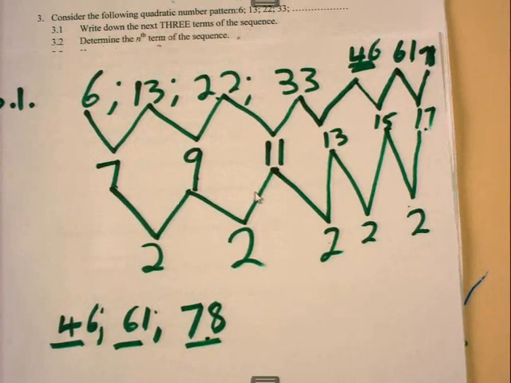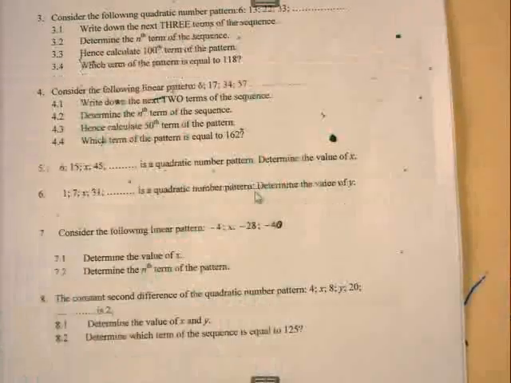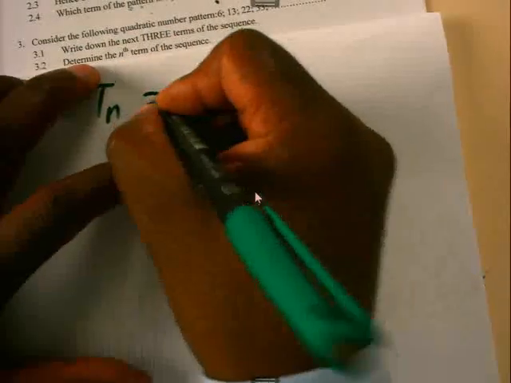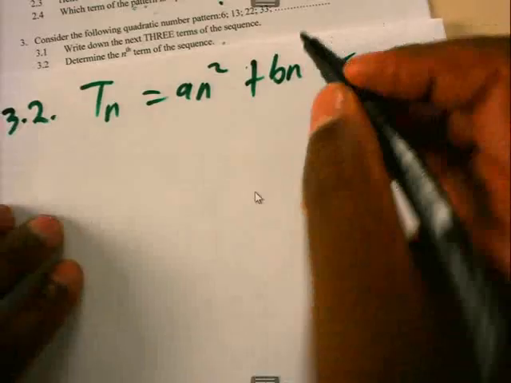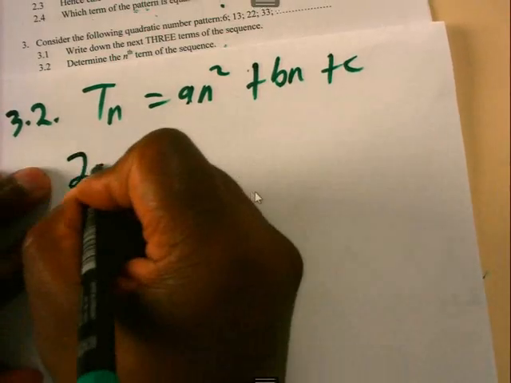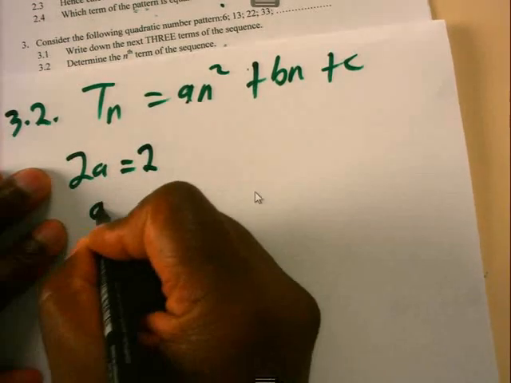Let's look at 3.2. Determine the nth term of the sequence. It's easy because I've already outlined the procedure for you. The sequence is a quadratic number pattern, so Tn is equal to an squared plus bn plus c. How do we determine the value of a? Remember, 2a is equal to the second difference. In this case our second difference was 2, so 2a is equal to 2, and a is equal to 1.